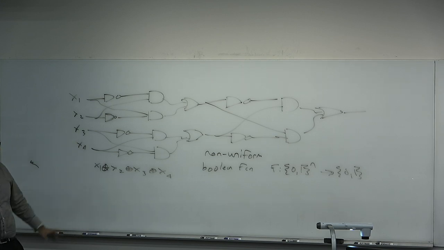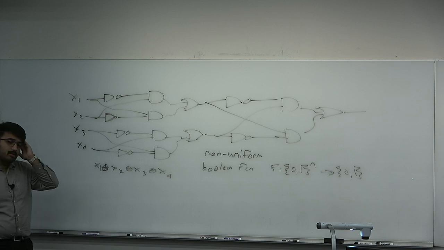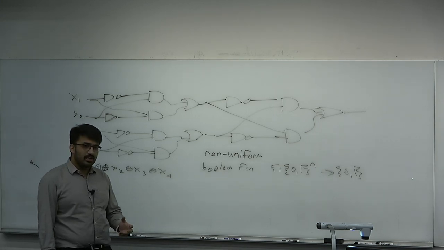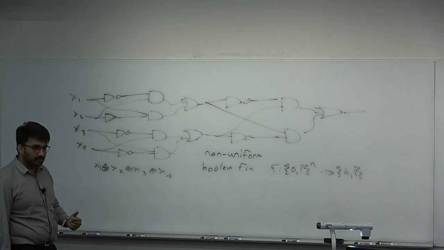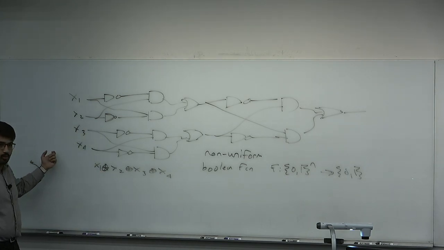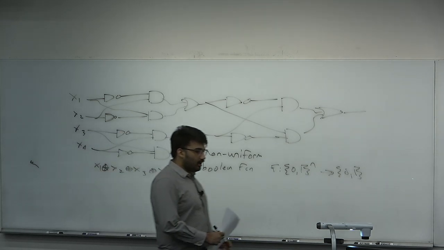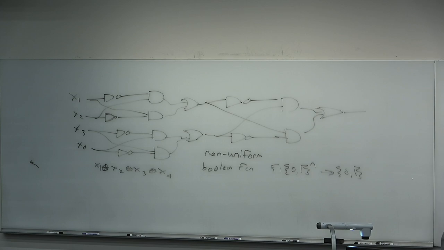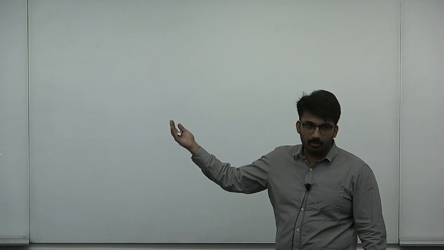Now, the circuit being a non-uniform model of computation, what we mean by that is that a Turing machine takes on inputs of arbitrary size. But a circuit has four bits. A 32-bit adder will correctly add numbers up to 32 bits. But it won't be able to add 200-bit numbers and so on.